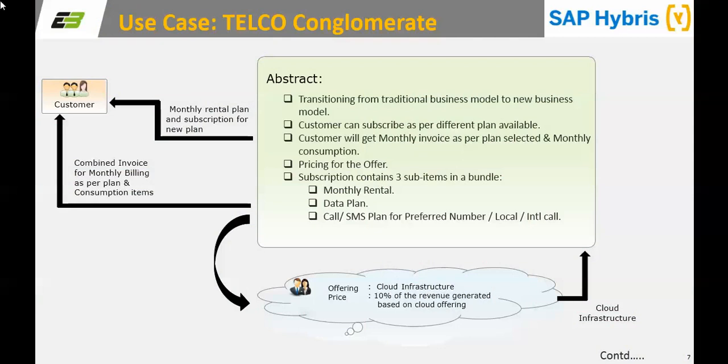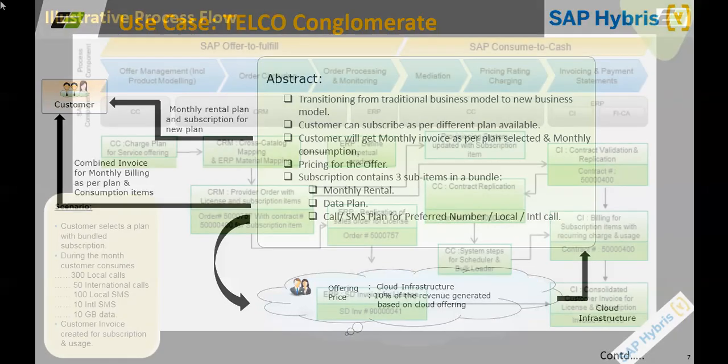So there could be various sub items in a bundle like monthly rental plan, calls or SMS plans, data plans, local or international charges. And what if it is roaming or non-roaming? Based on the subscribed plan, the periodic invoicing will be done. On the consumption of the services by the customer, there could be revenue sharing with the service provider.